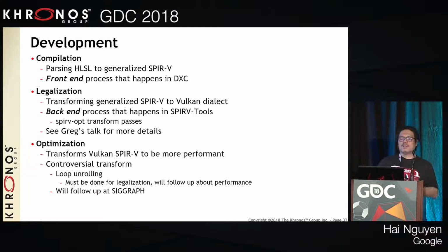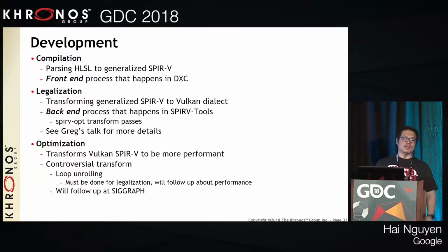So in the development, we broke down how we wanted to achieve getting to the end product, what will look like the 1.0 product for DXC SpearEgg. We started out by breaking into 3 high-level goals: compilation, legalization, and optimization. Compilation is the parsing of HLSL to the generalized SpearV. We call this the front-end process, and it happens within the DXC codebase. Next up is legalization, and it's the transforming of generalized SpearV to the Vulkan dialect. We refer to this as the back-end process.